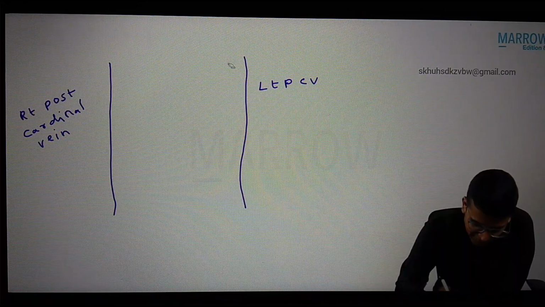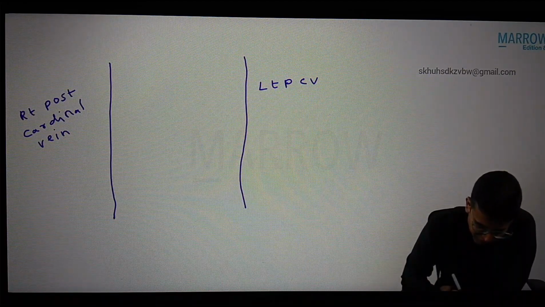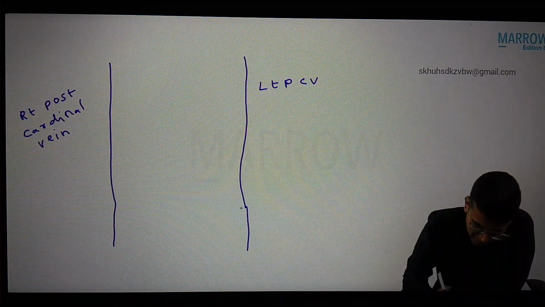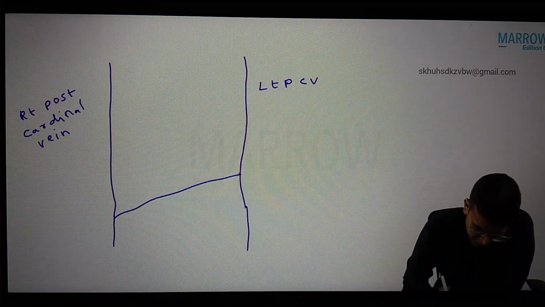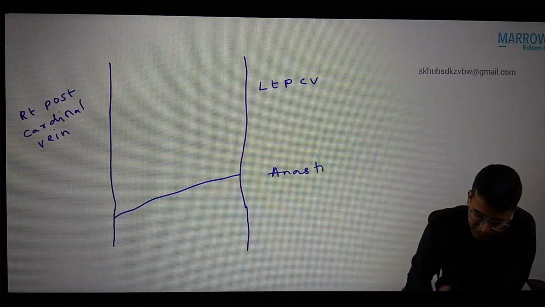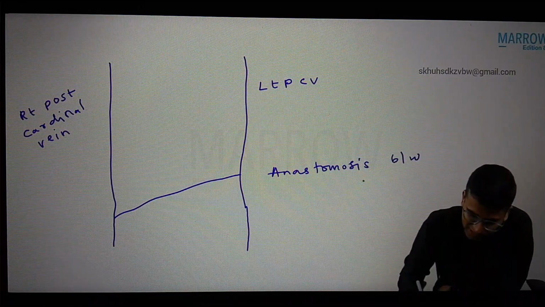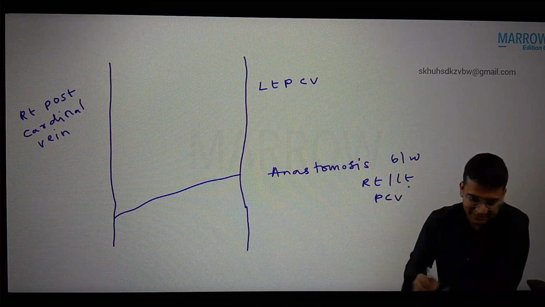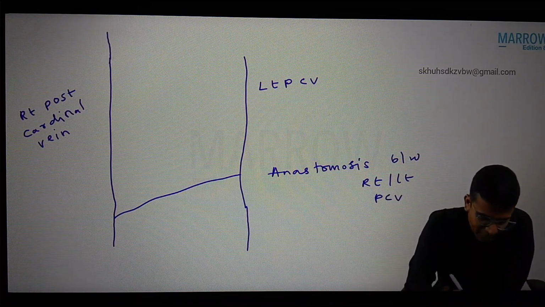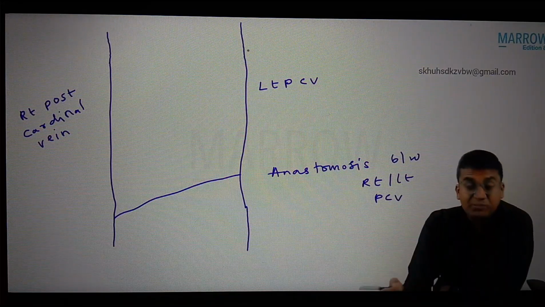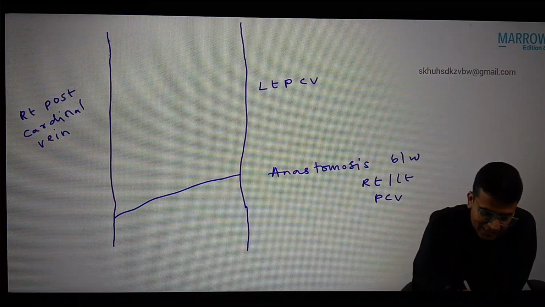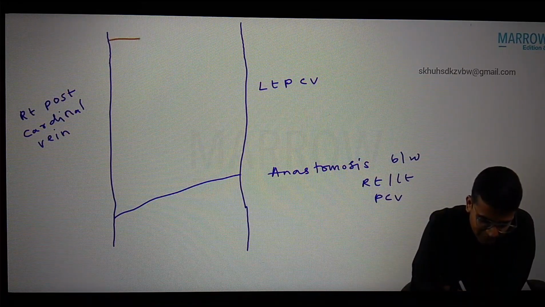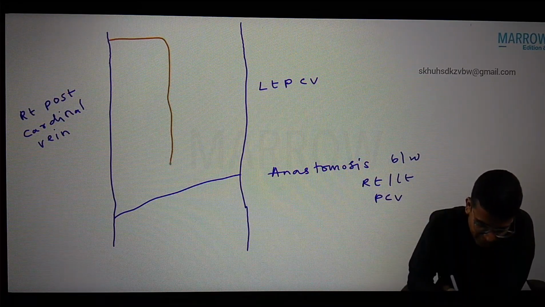Okay. And now we have anastomosis between the right and the left posterior cardinal vein. Now that is the anastomosis between the right and the left posterior cardinal vein. Okay. Right. Now we have some more veins. Subcardinal vein, supracardinal vein. See, this is subcardinal vein. I will draw in some other color. Now this is subcardinal vein.